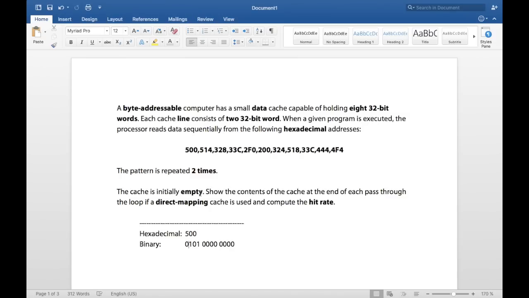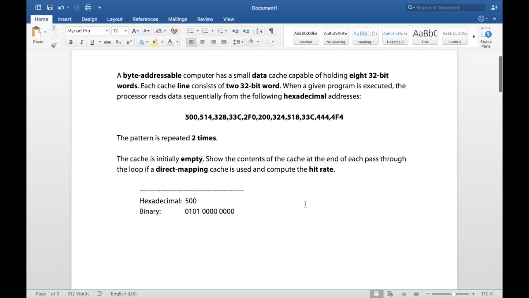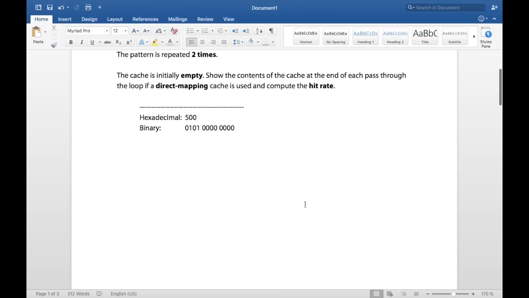Let's read the rest of the question and then move on to the solution. This pattern is repeated 2 times. The cache is initially empty. Show the contents of the cache. If a direct mapping is used, find the hit rate. If you still don't know what the question wants from you, it doesn't matter. I had no idea either, but I kept proceeding to see what I could understand from it. This question is something you're probably experiencing for the first time.